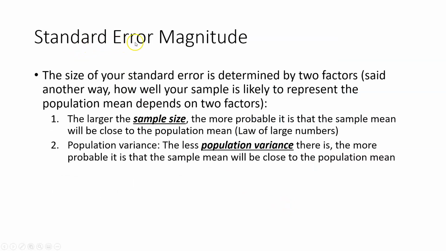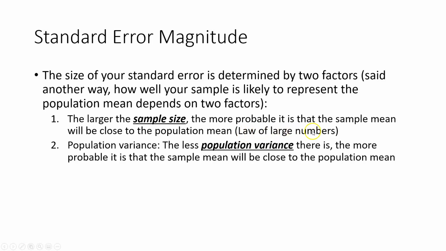We're going to talk next about the standard error magnitude. The size of your standard error is determined by two factors. Or said another way, how well your sample is likely to represent the population mean depends on two factors. Recall that in the last slide we were talking about the standard error, the distance between a sample mean and the population mean, on average how far away that sample mean might be from the population mean. It's going to depend on two things. The first thing is, the larger the sample size, the more probable it is that the sample mean will be close to the population mean.